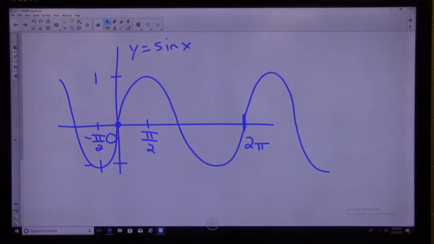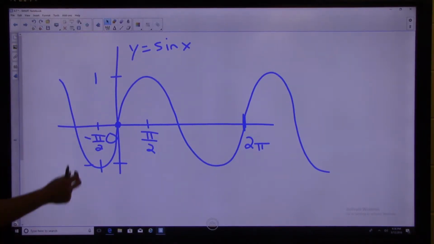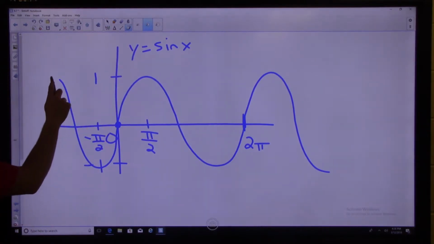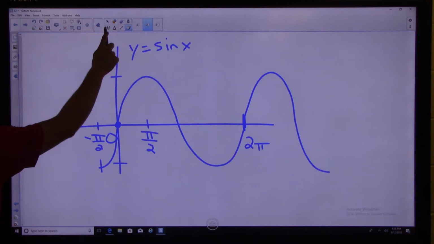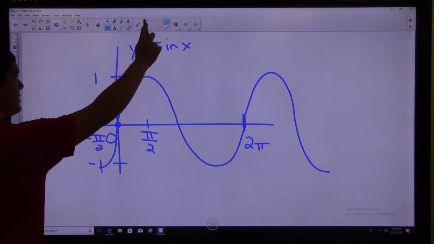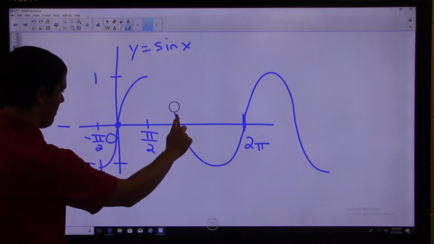If I limit the domain here, I just want to graph it from negative pi over 2 to pi over 2. I'm going to erase everything else. Erase this function. And that should be a negative 1, by the way. Okay, got erased. I'm going to try to erase the rest of this from here on out.